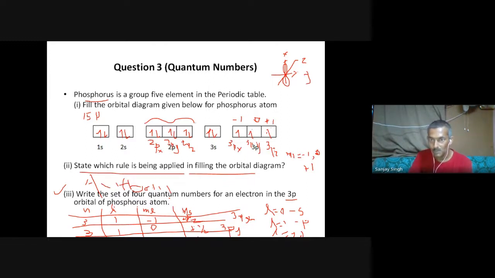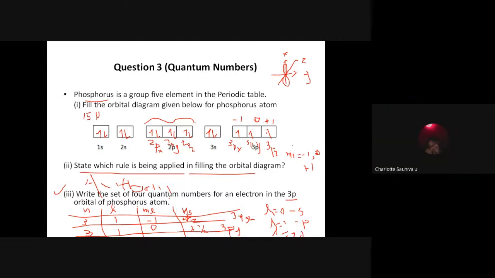But if the question is specifically asking for 3Px or 3Pz, then you should provide only those. For these ones here, we have discussed 3Py, 3Px, and 3Pz. Any questions? Anyone? No, sir. That's fine.